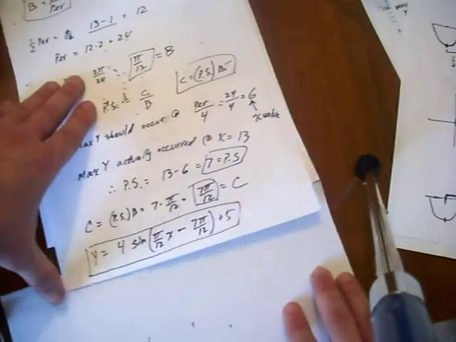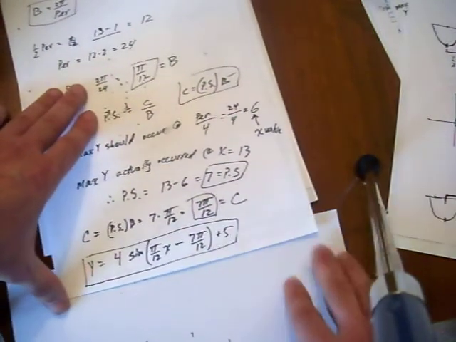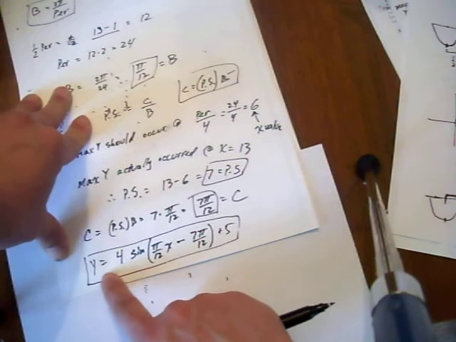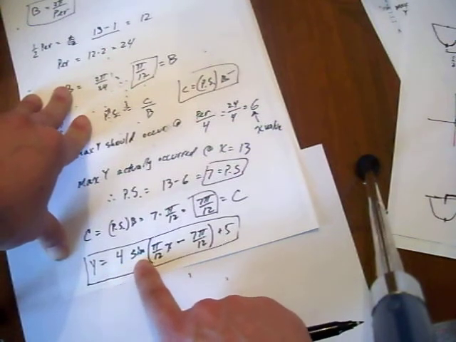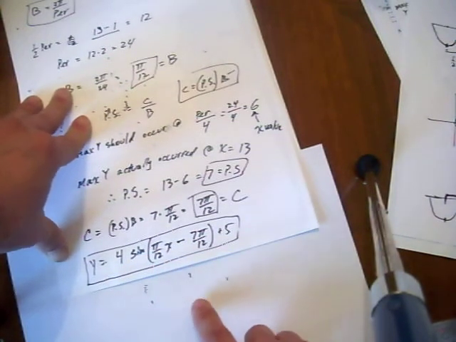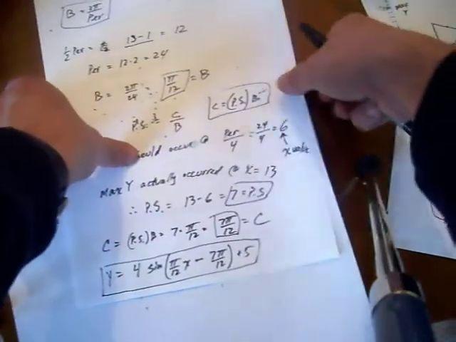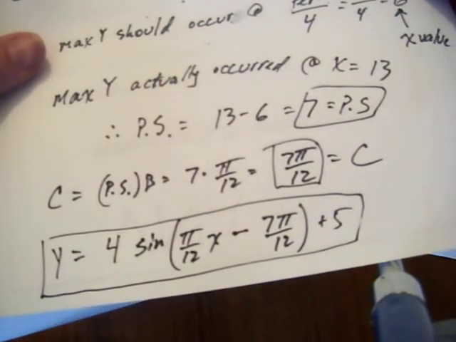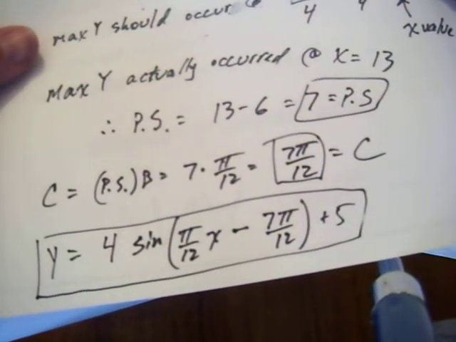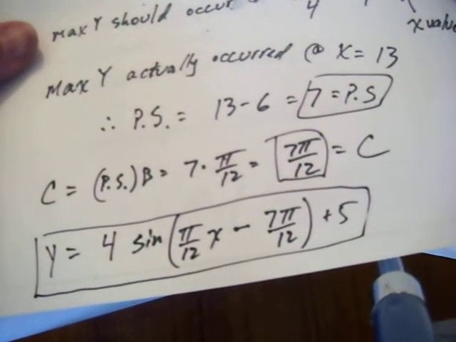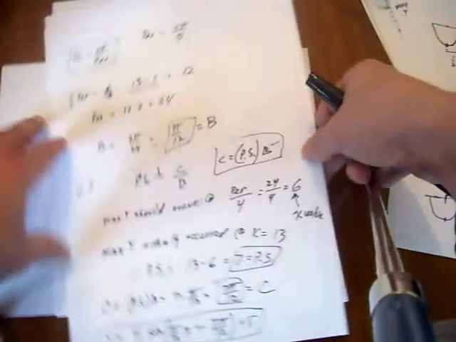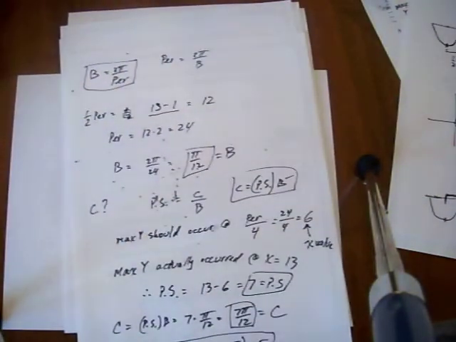So now I have all my A, B, C, and D values, and I can copy them down in equation form as y equals 4 times sine open paren pi over 12 x minus 7 pi over 12 close paren plus 5. That is the data problem on version 2 test.